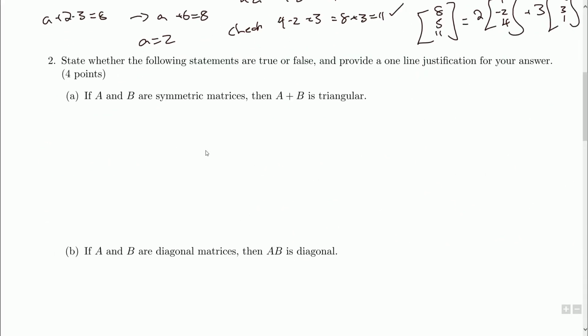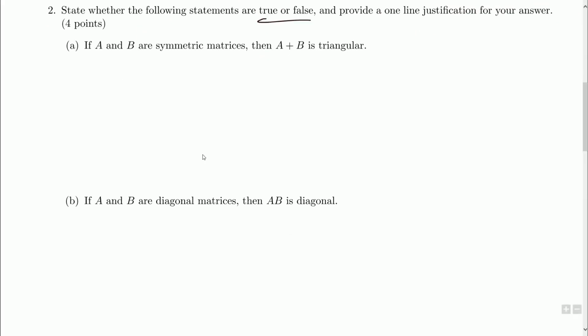Question number 2. Feel free to pause and try this one out if you want to. Read off the screen before I get to it. But question 2, state if these are true or false. Okay. A. If A and B are symmetric matrices, then A plus B is triangular.